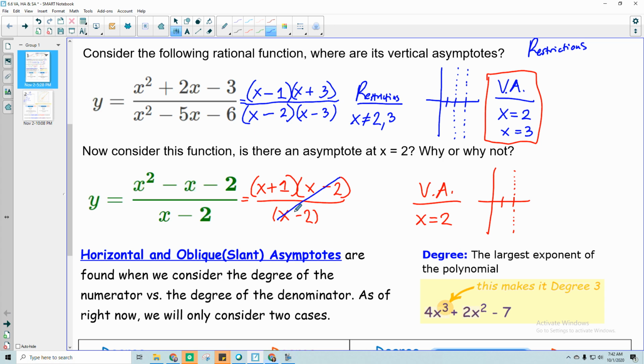So what's happening here? Whenever this occurs, where I cross out my restriction, or I cross out my asymptote, this is called a removable discontinuity. I removed the spot where there was a restriction, or it was discontinuous, where the function was not continuous the whole way through. There was a little gap there right at 2.